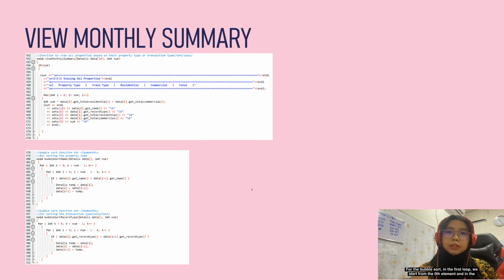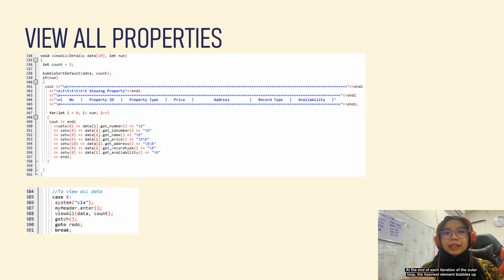For the bubble sort function, in the first loop, we start from the 0 element, and in the next loop, we start from an adjacent element. In the inner loop body, we compare each of the adjacent elements and swap them when they are not in order. At the end of each iteration of the outer loop, the heaviest element bubbles up to the end. Then it will show the user the result based on each type of assortment that has been chosen.